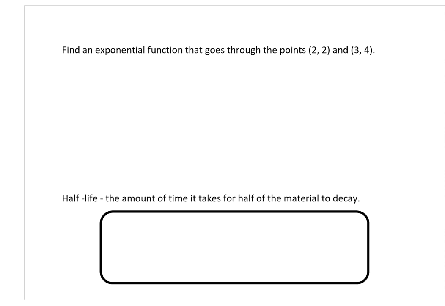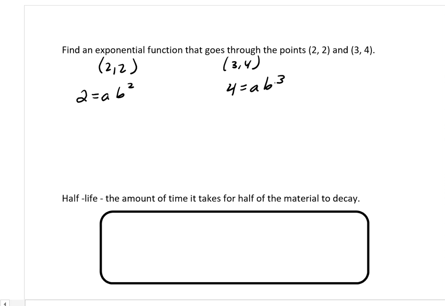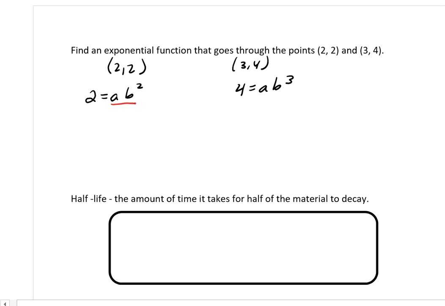Alright, hopefully you had a chance to pause the video and try this one. So when I take the point 2, 2 and 3, 4, I'm going to do 2 equals AB squared and 4 equals AB to the third. Now this one's not as easy because I don't have B to the 0 happening where it eliminates it. So what I'm going to do instead is I'm going to solve this one for A. You could solve for either variable, but I like to solve for A. I find it's easier. And then I'm going to take this and plug in for the A here.